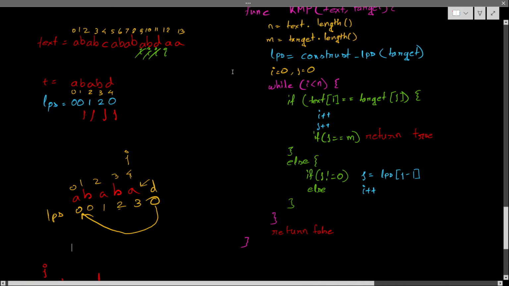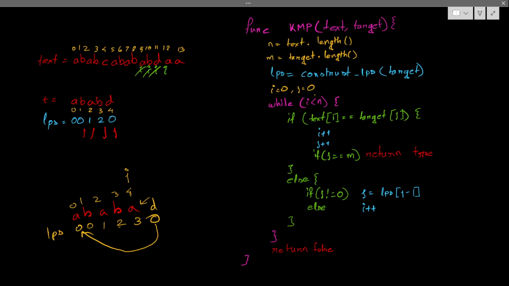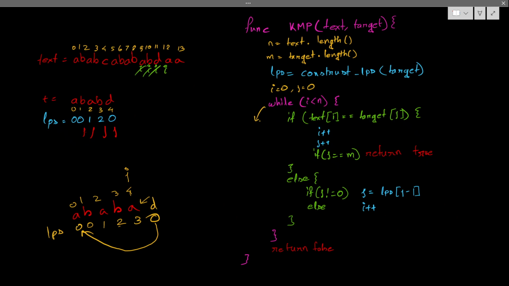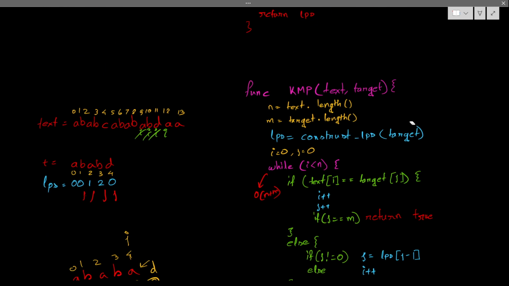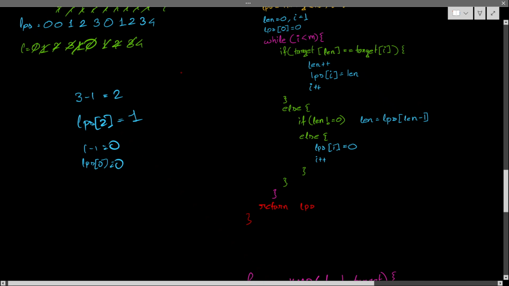It is taking big O of n plus m time. This loop also takes big O of n plus m time. Okay, so the time complexity is reduced to n plus m. So what is the time complexity of this function? Okay, let's take this function.